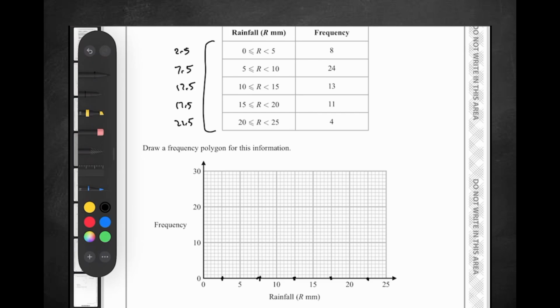And as you can see, each square on the y-axis is going up by 1 because 10 squares attribute to 10 frequency. So for this 2.5, we need to cross off just here to mark for 8. 7.5, we're going to mark off up here for 24. And then 12.5, we're going to mark at 13, just here. 17.5, we're going to mark at 11, just here. And 22.5, we will mark at 4. And then we'll draw a nice frequency polygon to represent the graph.